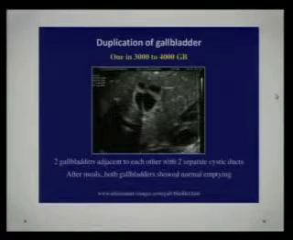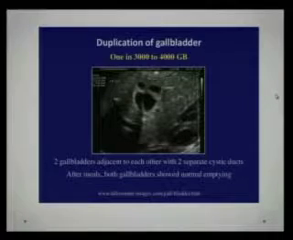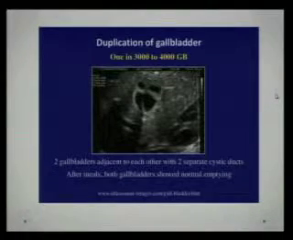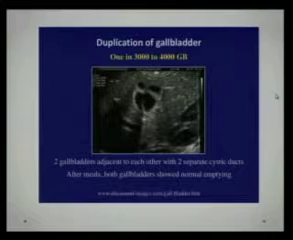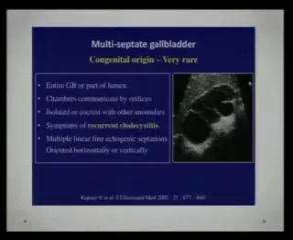Why is this anomaly important? This anomaly is important at the time when the gallbladder is inflamed. It's important to remove both the gallbladders. Number two, this will also preclude laparoscopic removal of the gallbladder.